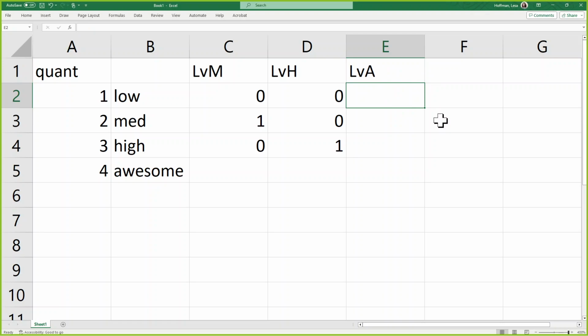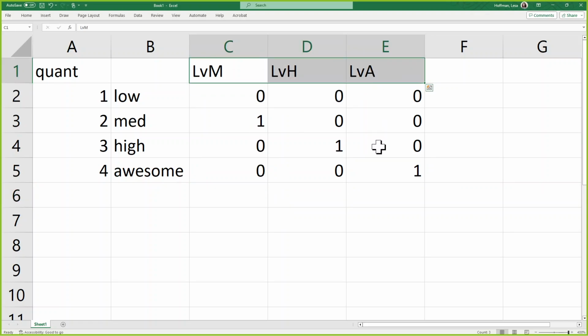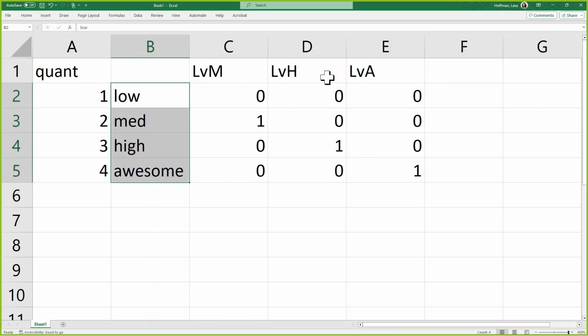What goes here? What goes here? There we go. What goes here? There we go. So it's always 3 predictors with 4 groups, 2 predictors with 3 groups, and one predictor with 2 groups.